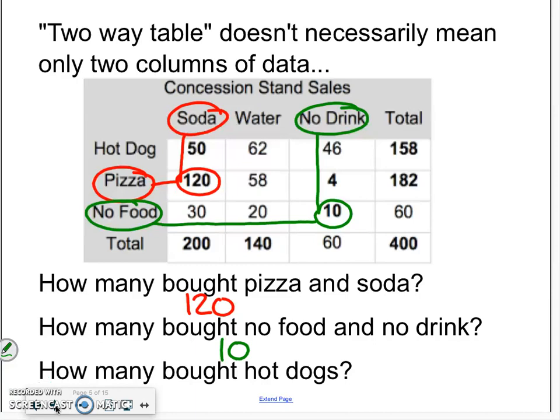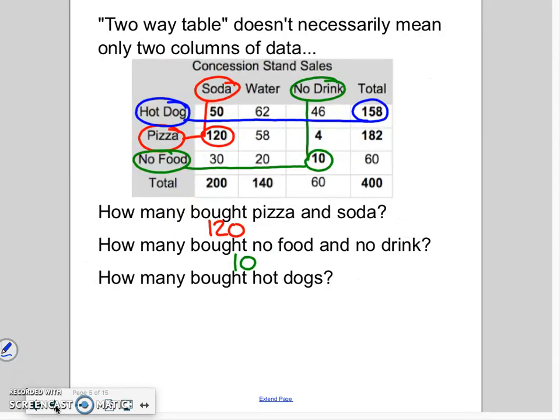How many bought hot dogs? So they only give us 1 label here to look at. And when we're talking about 1 label, we just go to the end and find the total. So how many people bought hot dogs? Looks like we have a total of 158.